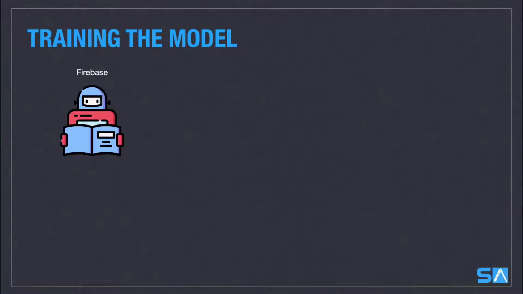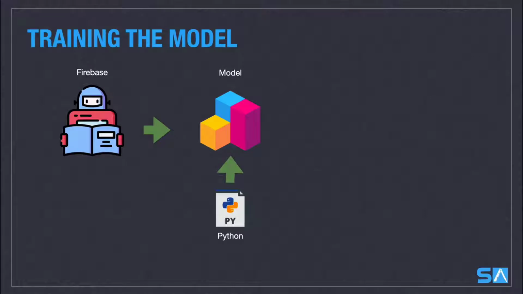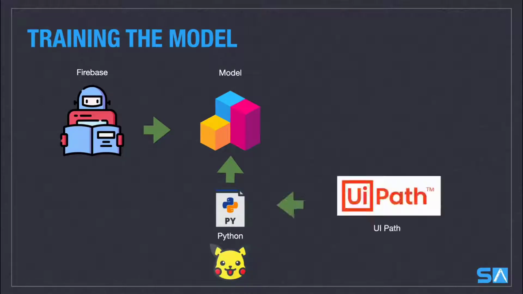First of all, we need to train a model to actually recognize Pokemon. We've done this in Firebase and uploaded quite a lot of Pokemon images so it could tell which Pokemon was what. The output of that was a model. And to use that model, we use some Python code, which you don't need to know in detail. All you need to know is that Python code is called by UiPath.